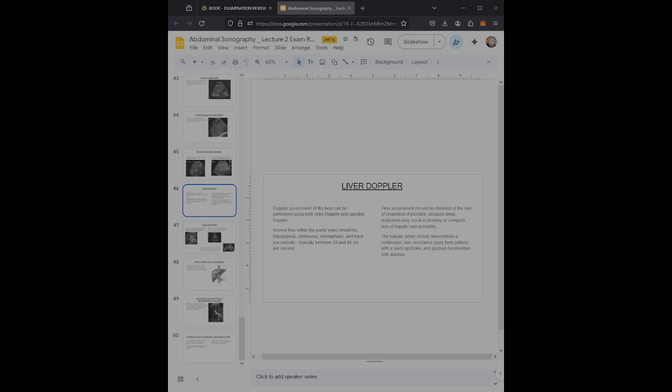Next we come to liver Doppler. This is a Doppler assessment of the liver, and normal flow within the portal veins should be hepatopetal, continuous, monophasic, and have low velocity around 20 to 40 centimeters per second. Flow assessment should be obtained at the end of respiration, because deep inspiration may blunt the hepatic vein and make it lose its pulsatility. The hepatic artery should demonstrate a continuous low resistance waveform with a quick upstroke and gradual deceleration with diastole.